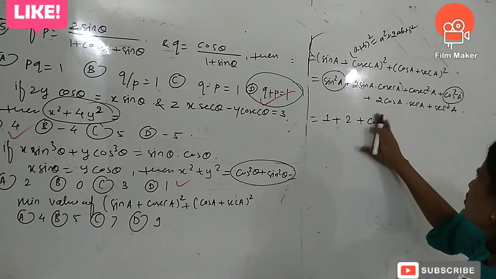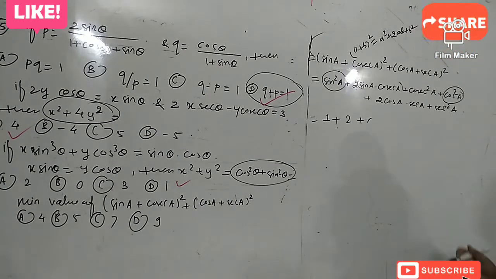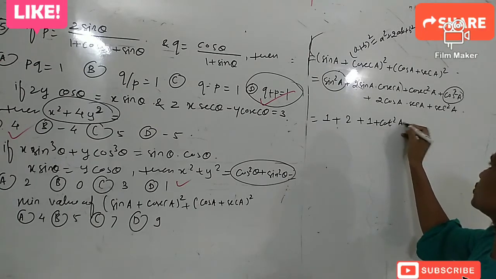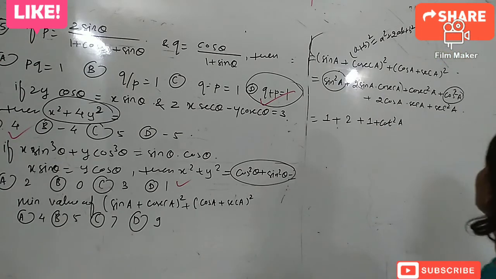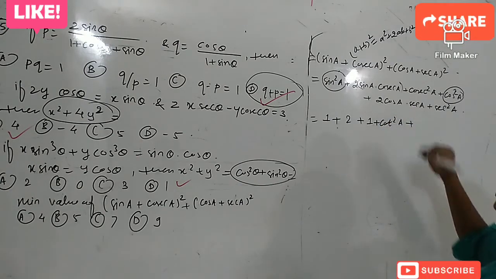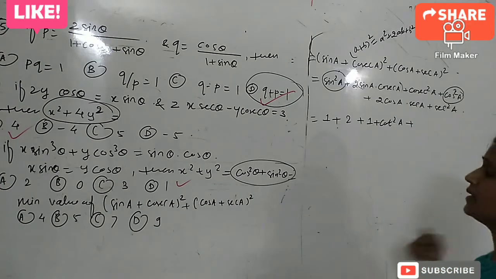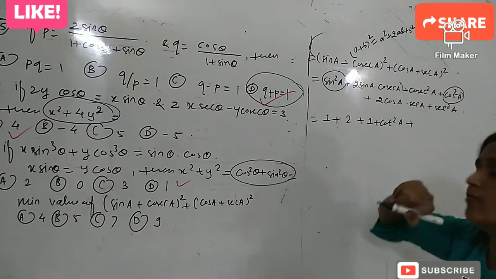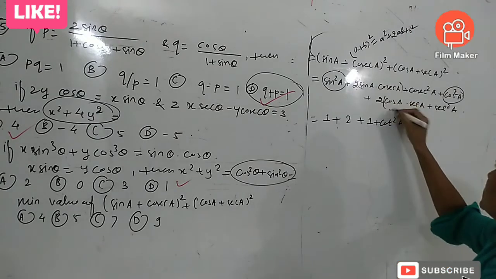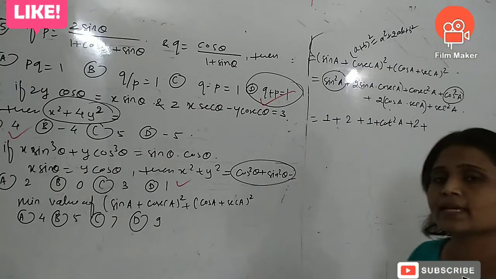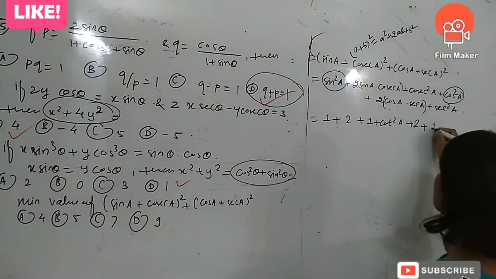So how can I write cosec square A? Actually I can write the cosec square A, it is 1 plus cot square A. So I get here one number. Okay, and then 2 cos A into sec A. So this cos and sec are again inverse function of each other. So its product is again 1. So this 2 into this product is 1. So it will get 2. And again sec square A, I can write it as 1 plus tan square A.